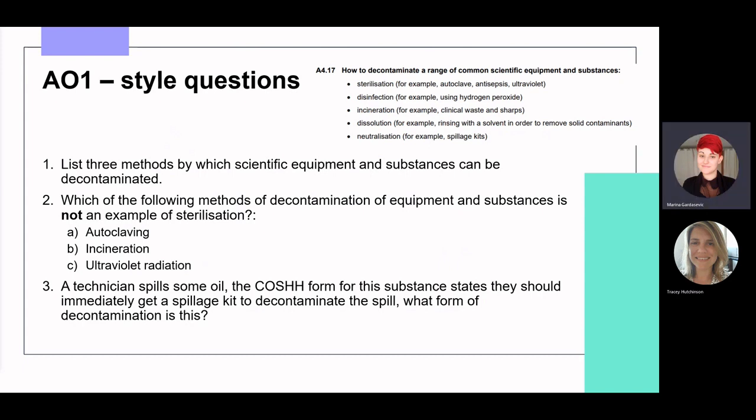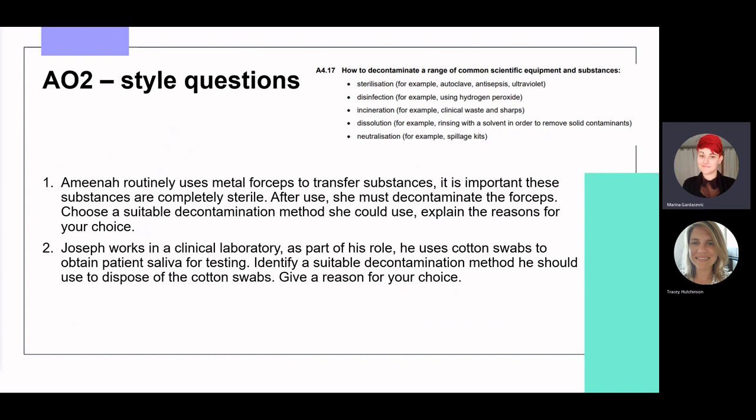We now move into AO2 style questions. These are harder, these are applying knowledge. They often involve a scenario. So for example, we have here, Amina routinely uses metal forceps to transfer substances. It's important these substances are completely sterile. After use, she must decontaminate the forceps. Choose a suitable decontamination method she could use and explain the reasons for your choice.